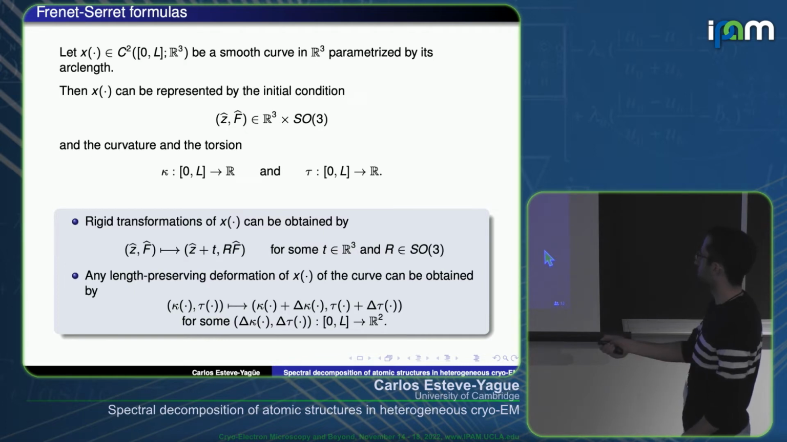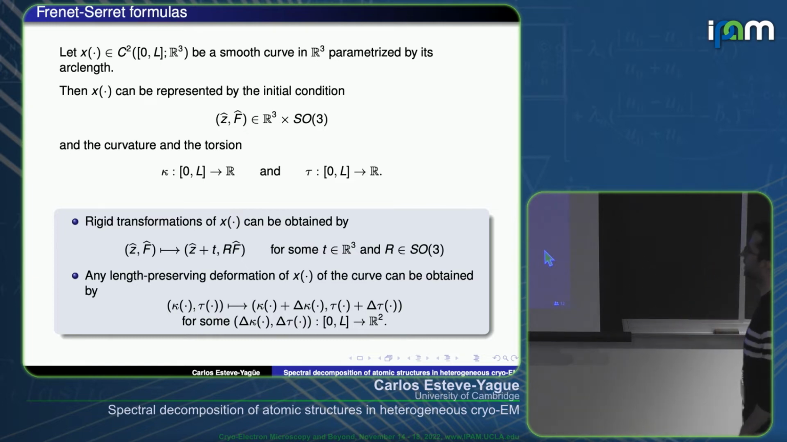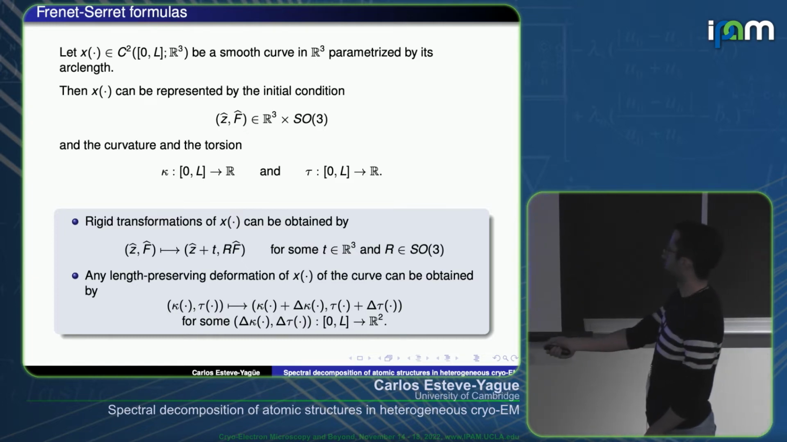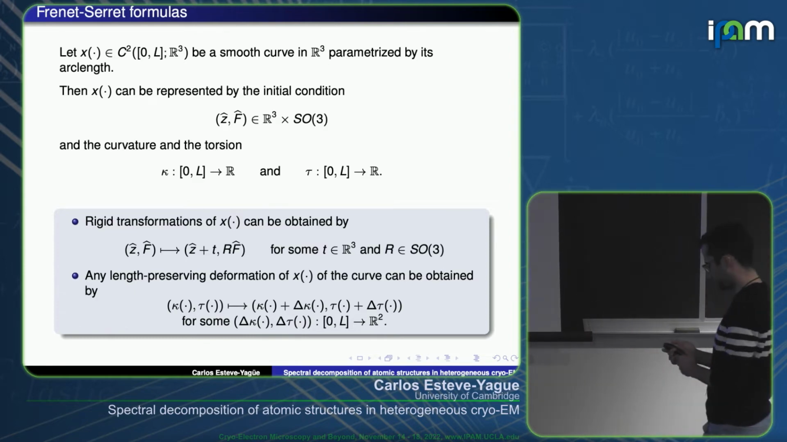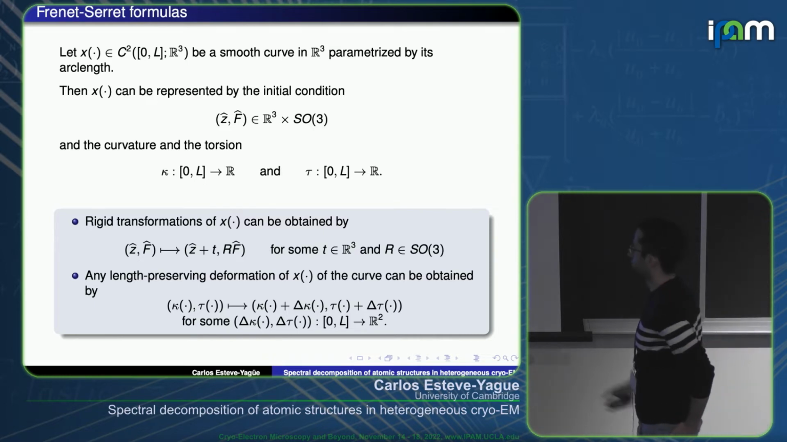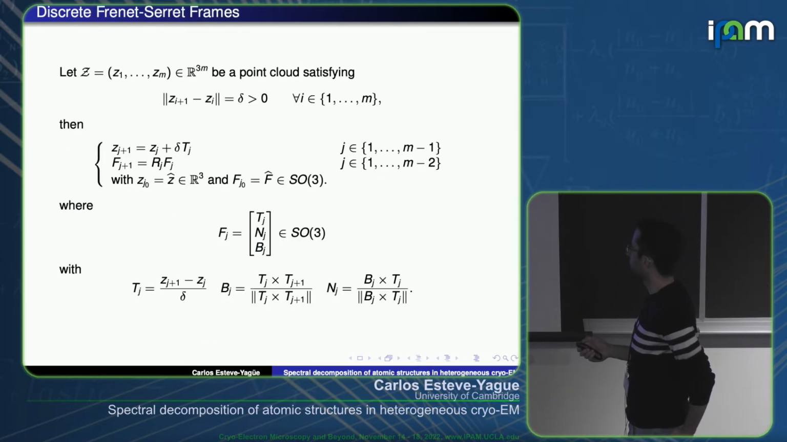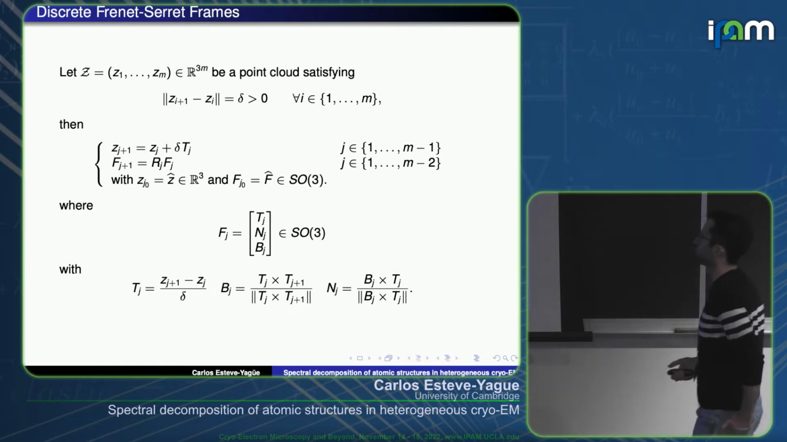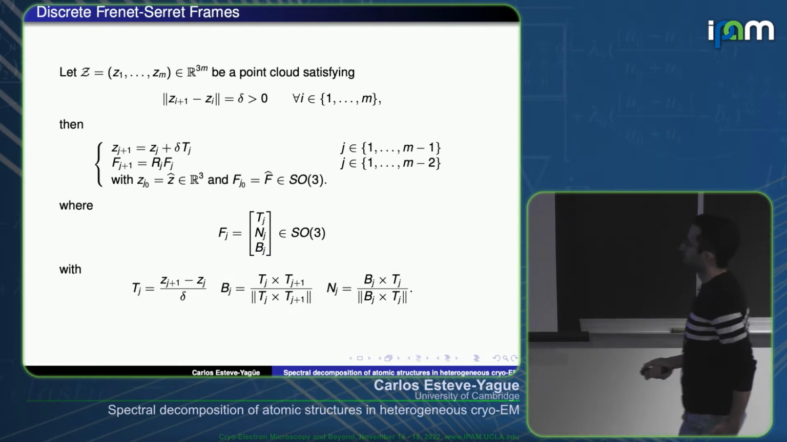So in our case, this represents the pose of the structure, in this case the pose of the smooth curve, and this represents the shape of the curve, like how this curve is folded. Okay, so this is for smooth, continuous curves. In our case, we are in a discrete setting, but we are going to use a similar idea.